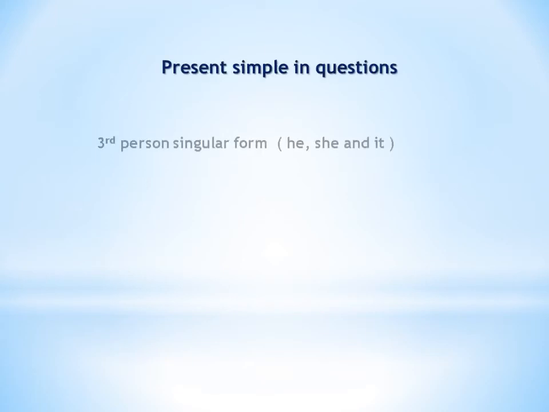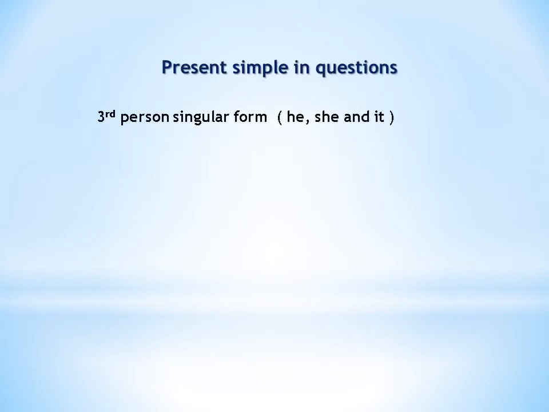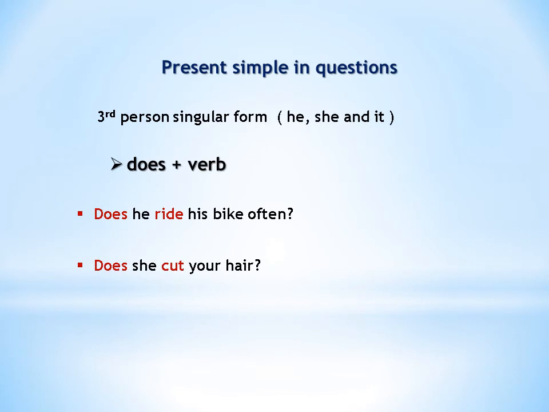For the third person singular form, he, she, and it, we use the auxiliary does plus the infinitive form of the verb. نستخدم الفعل المساعد does مع المصدر للفعل الأساسي. For example, does he ride his bike often? Does she cut your hair? Does it work on batteries?